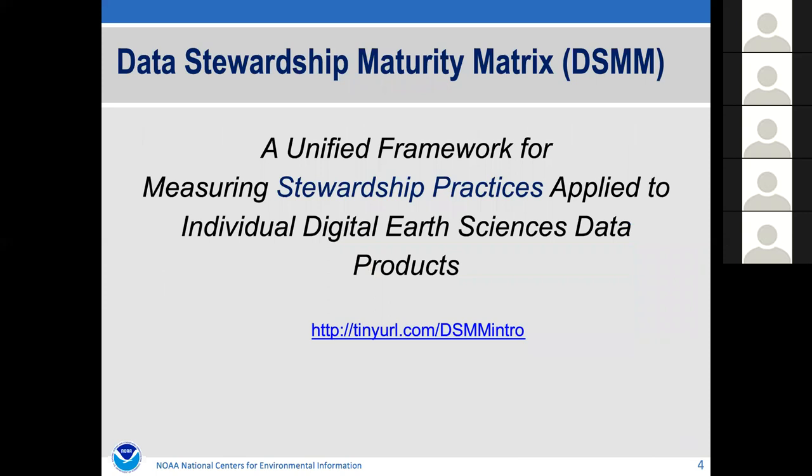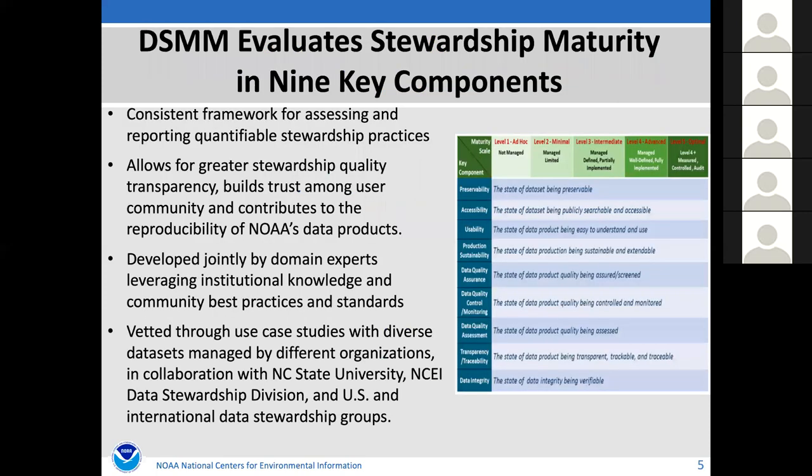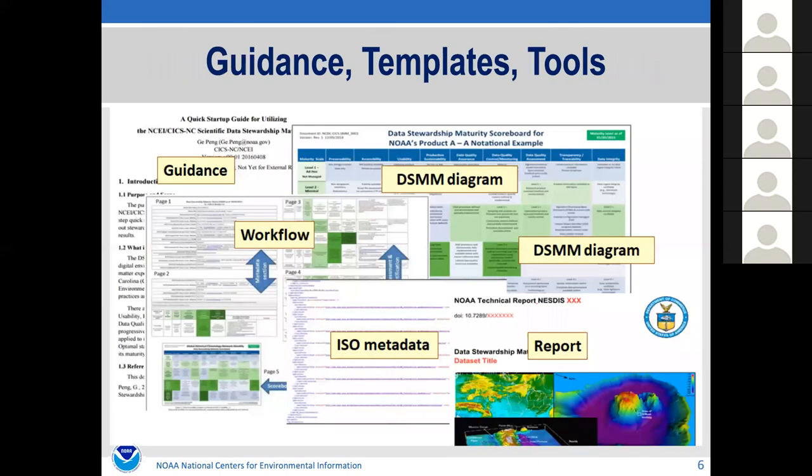Next. So we worked with the North Carolina State Cooperative Institute. Payne was a major author and architect in this Data Stewardship Maturity Matrix. And it is a unified framework for measuring stewardship practices applied to individual digital earth science data products. And there's a link to one of the papers.